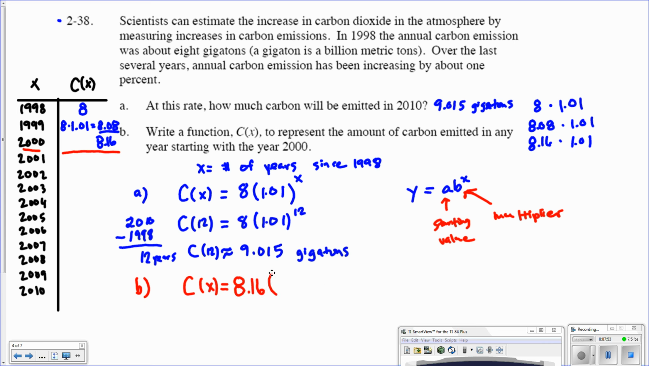So we're going to say C of X is going to equal 8.16, and we're still increasing by the same amount, 1%. So it'd be 1.01 raised to the power of X. So that would be the function that we would have if we started in the year 2000. If we wanted 3 years from 2000, we would plug in 3 for X and we would get what we would have there.